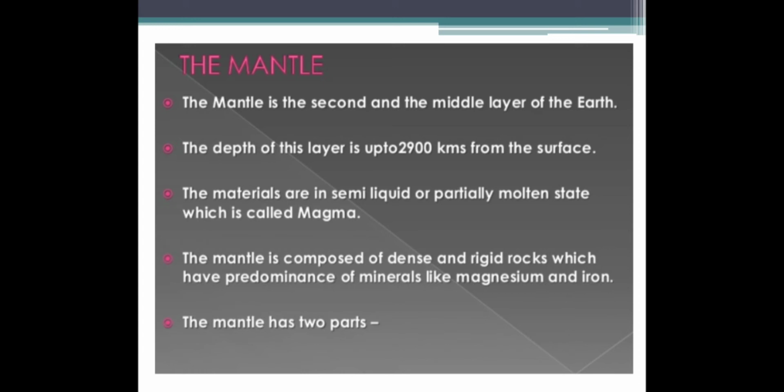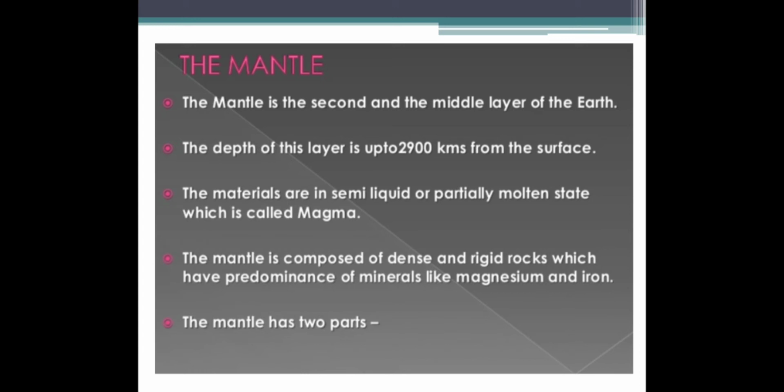The first layer I said was 60 kilometers. In that 60, only 10 to 12 we are able to reach. So this is still more inside. Temperature is more. So whatever materials are found here are in a semi-liquid state. They are not solid, but in a partially molten state, which is called magma.